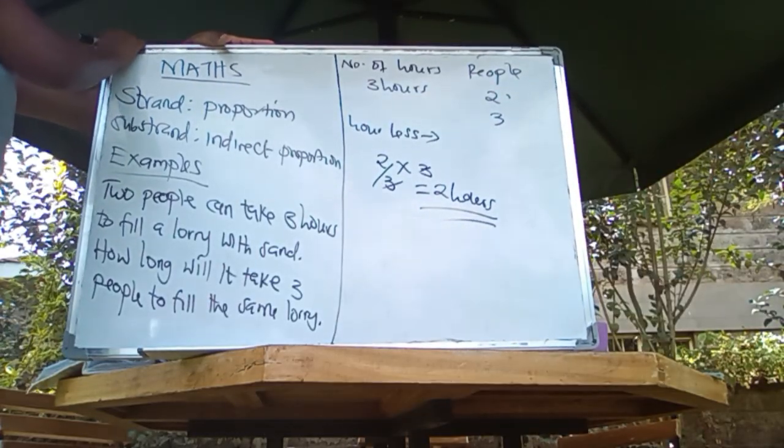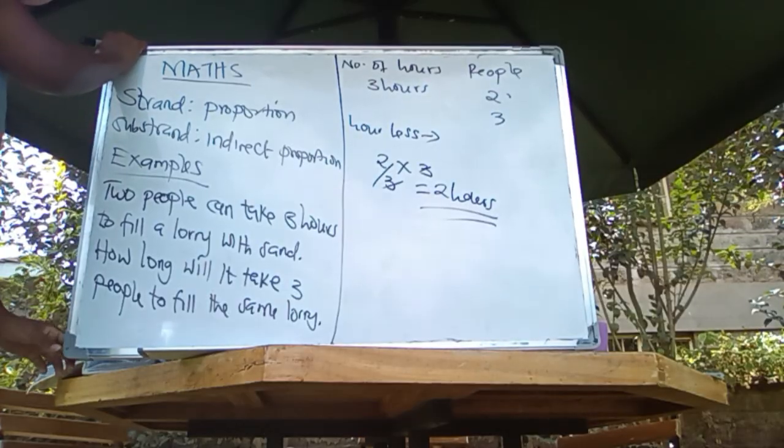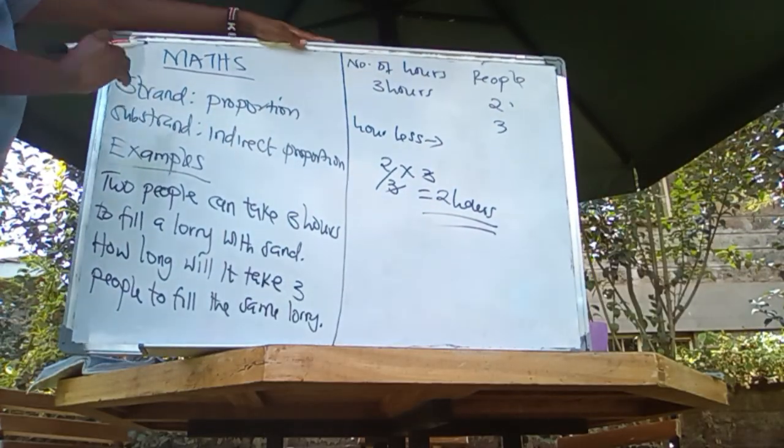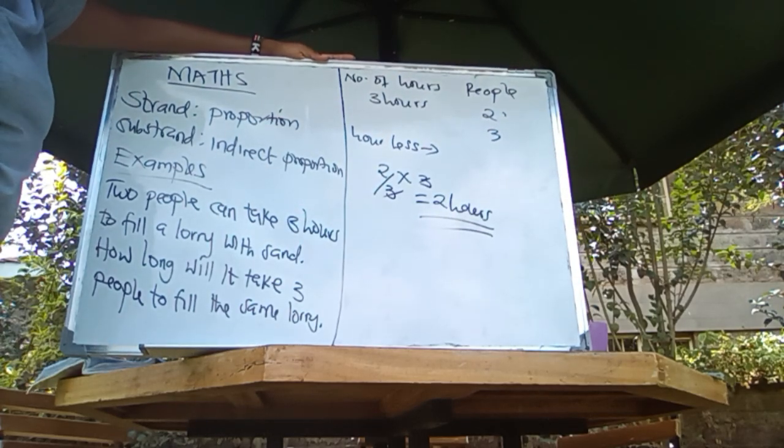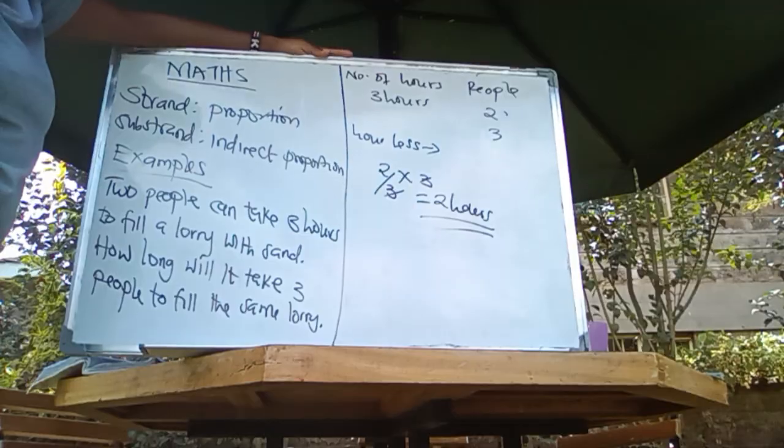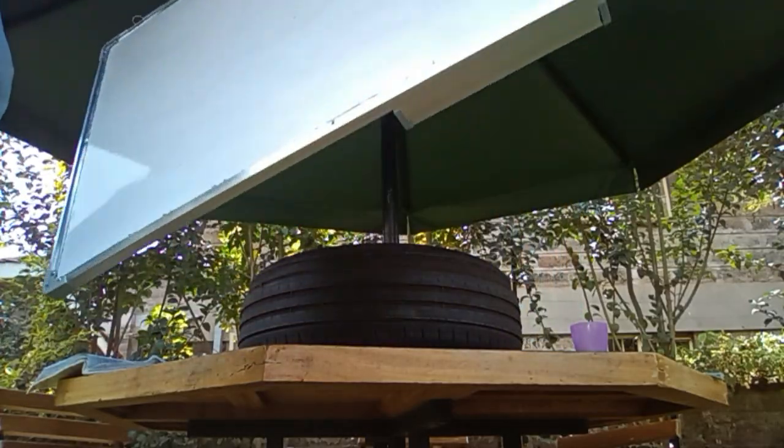So in indirect proportion, you have to think. You just don't go and multiply directly like the way we used to do with direct proportion. That is all. Can we do another example? Yeah.